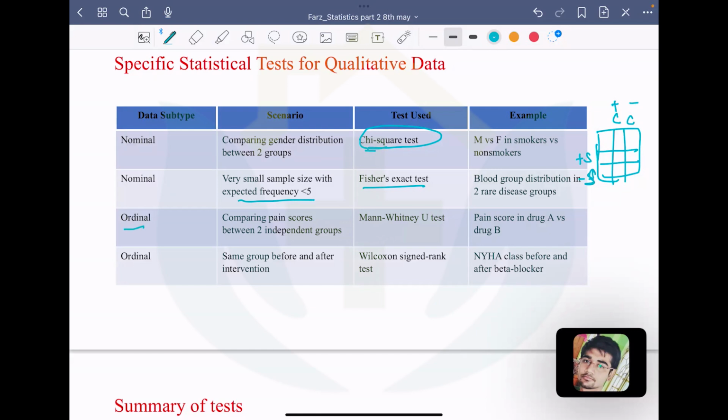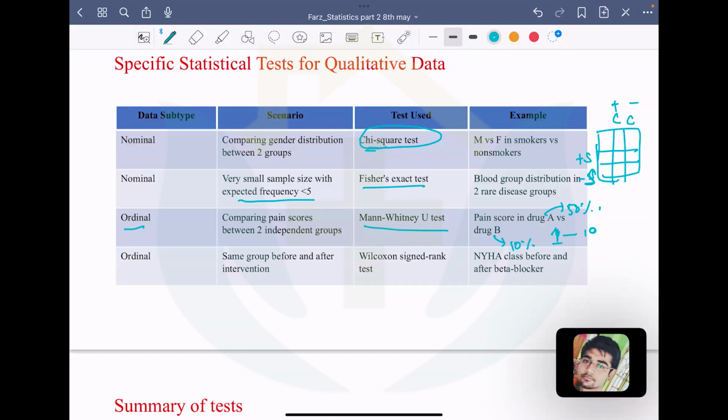Whenever ordinal, I told you that ordinal is a kind of scale which is not well defined, which is arbitrary. For example, there is a pain score, a pain scale of 1 to 10. Now you want to see the effect of drug A and drug B on the pain score. After giving drug A, you see that the pain is reduced by 50% in group A, and in group B it is reduced by only 10%. Now you will use a Mann-Whitney U test to see the reduction.